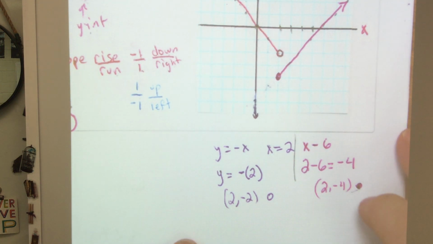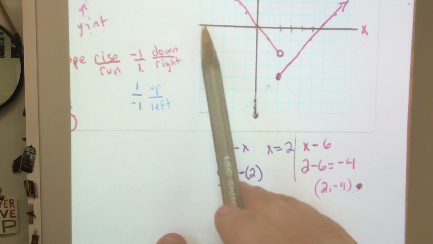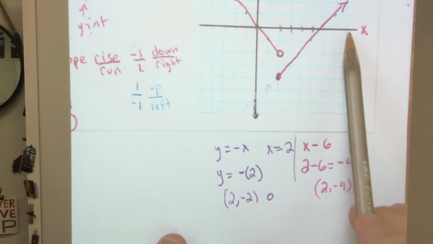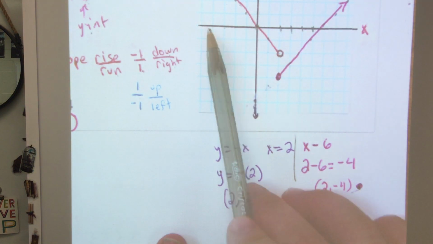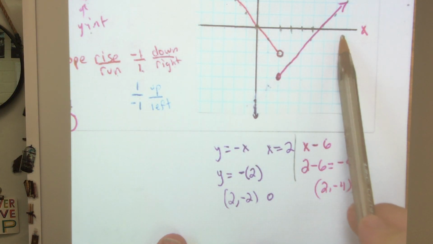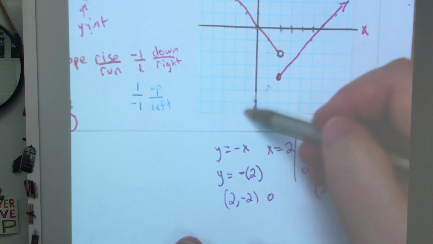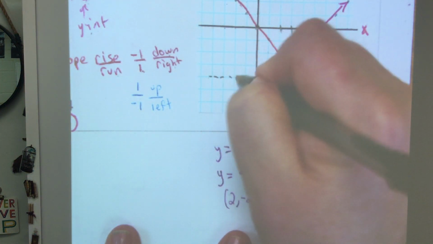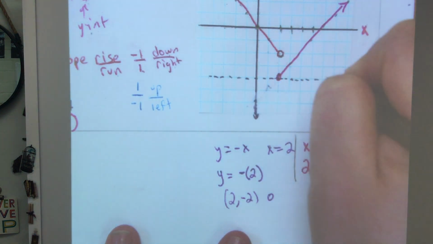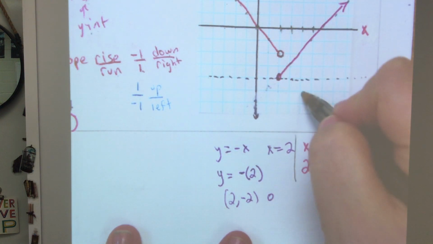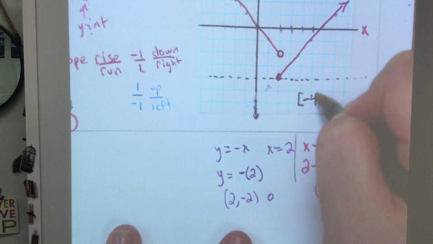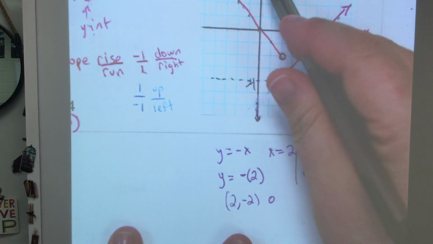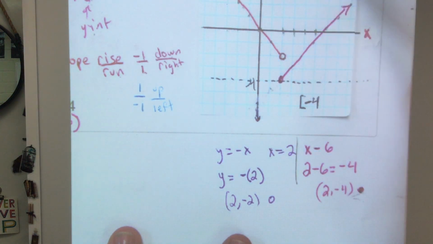And I already talked today about the domain. It's all real numbers. This graph covers everything on the x-axis, so it would be all real numbers, or -infinity to infinity. In the range, there's nothing below the graph here. It starts, I could even make a dotted line here, just to show you, this is where it starts. So the range would start at -4, because here's where -4 is, and going from negative to positive, it never stops. It goes up towards infinity.